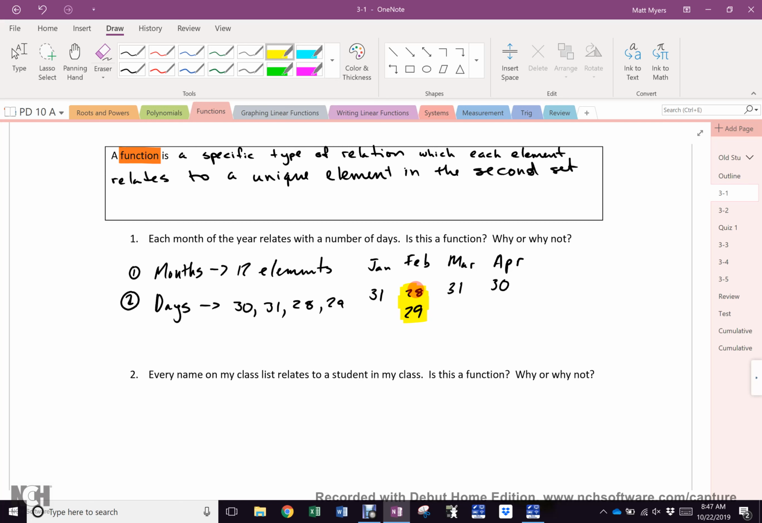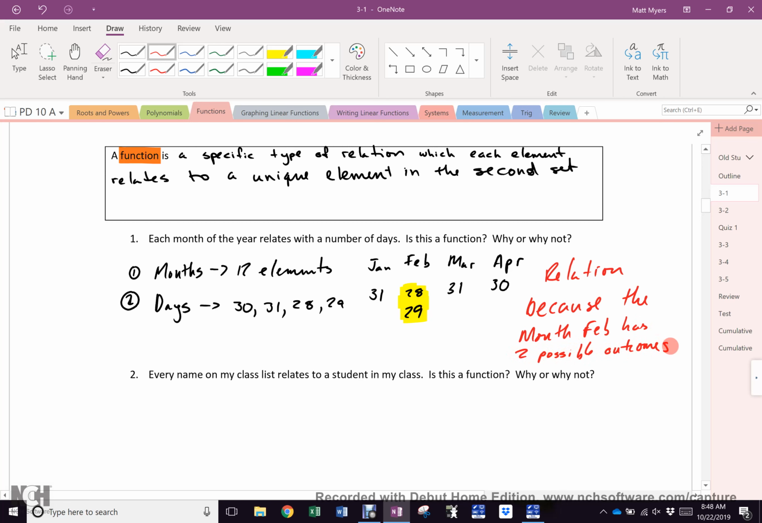So everybody understands this is not a function, so this is a relation. Why? Because the month of February has two possible outcomes.